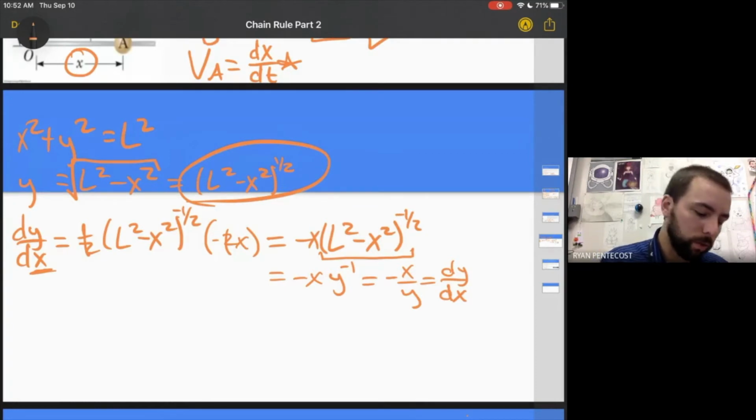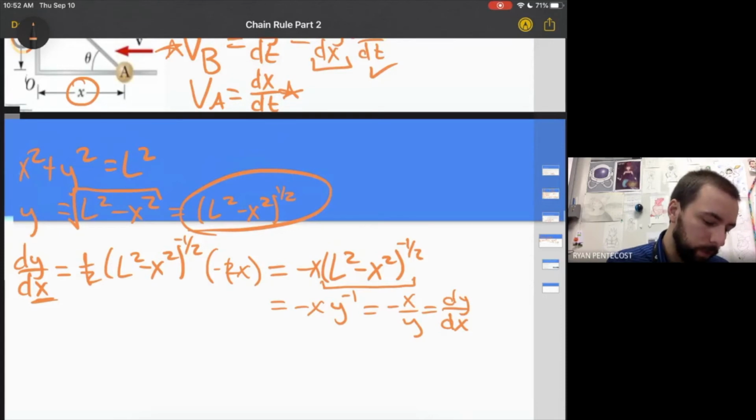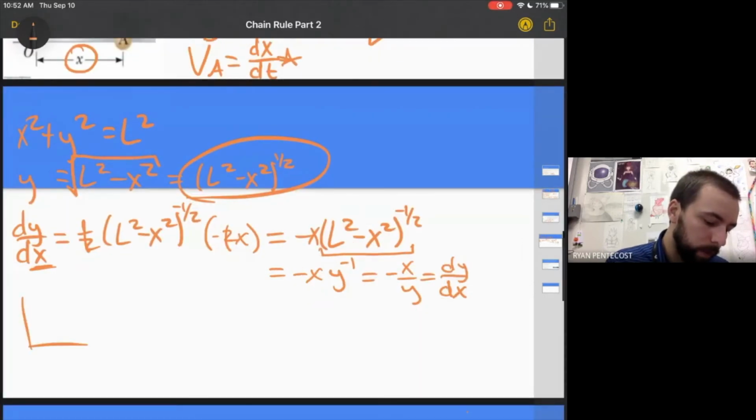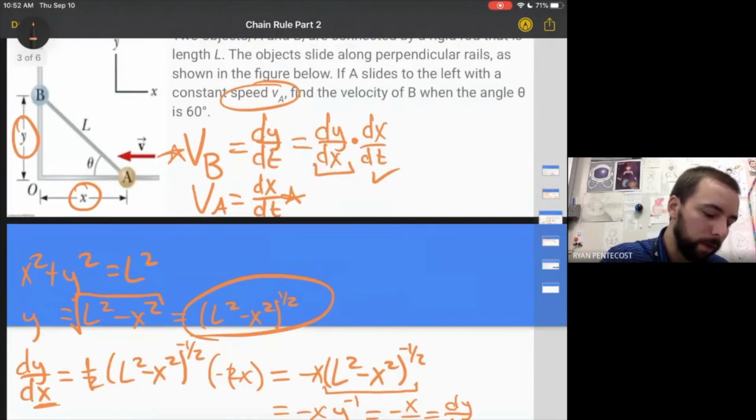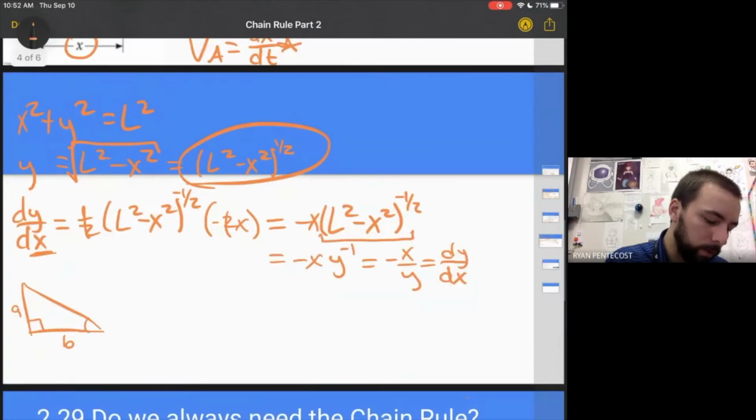So let's use a trig identity. If you look at our right triangle, our normal right triangle, I know that's not a right angle. You have A and B, and we are looking at the angle theta down in this corner here.